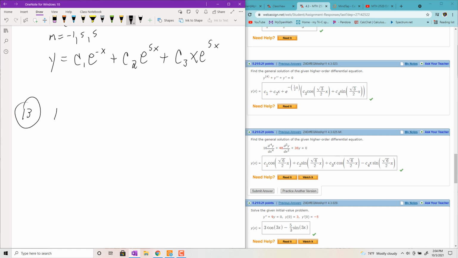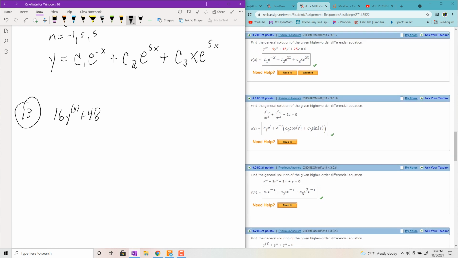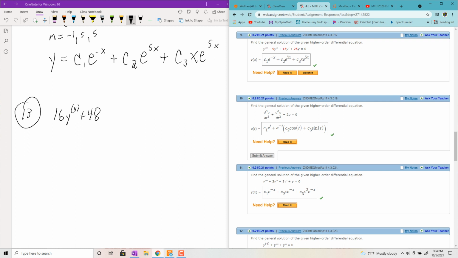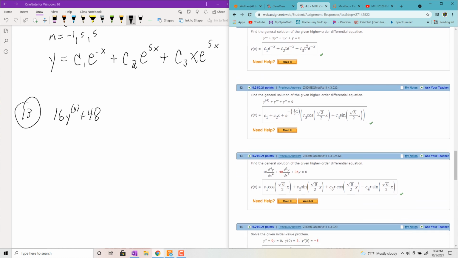So we have 16, let me just put the fourth derivative of y plus 48. Be a little careful with the variables. Every once in a while they'll try to trick you. Like number 10, everything's in terms of t, and I kept putting in x, and I couldn't figure out what was wrong for like ever. So just be very careful about your variables.